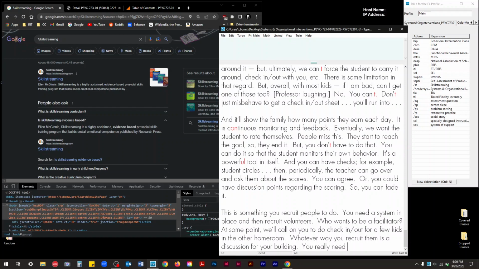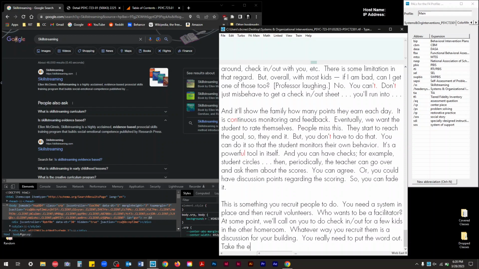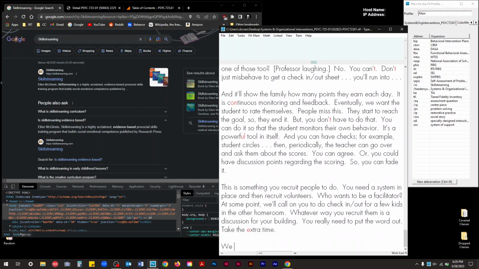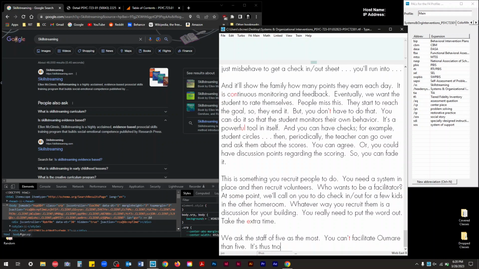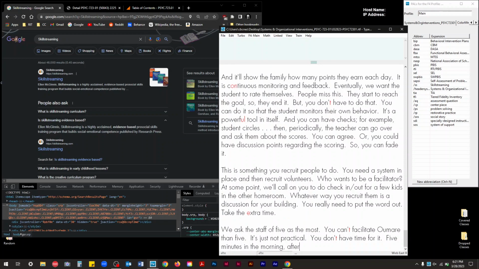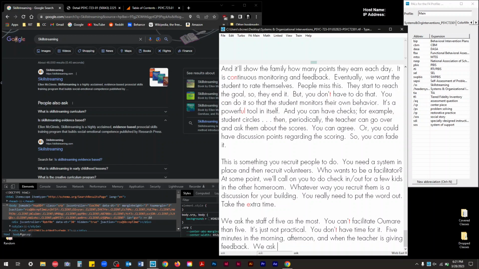We ask staff to commit to 5. Five students at the most. You can't be the facilitator for more than 5 students. This is not practical. You don't have time to do that. So 5 maximum, 5 minutes in the morning, 5 minutes in the afternoon, and then 5 minutes each class period as the teacher is giving the feedback. So we ask staff to commit to 5, and that's really about it.